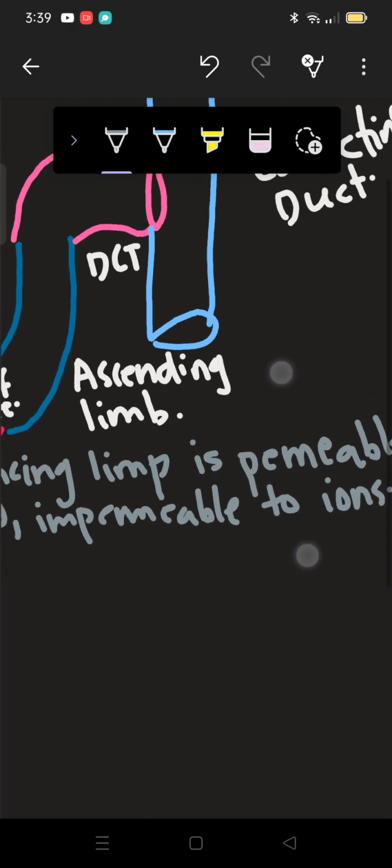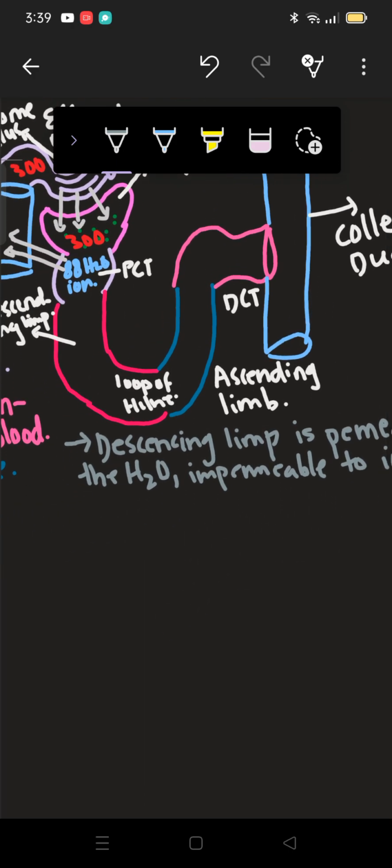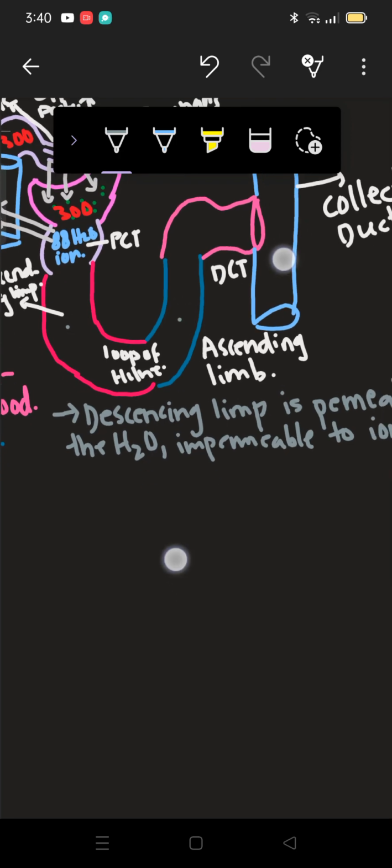And the opposite is happening on the other side. The ascending loop of Henle is permeable to the ions, but it is impermeable to the water. So this is permeable to the water but impermeable to the ions, and this is permeable to the ions but impermeable to the water.